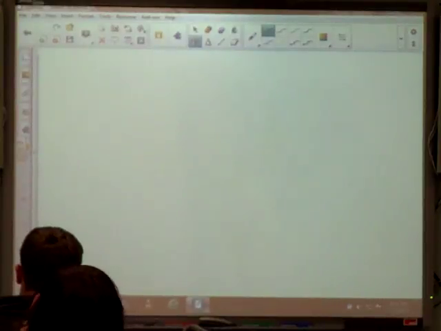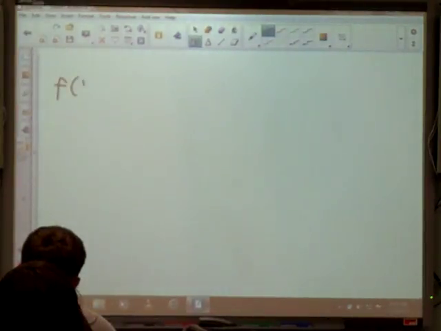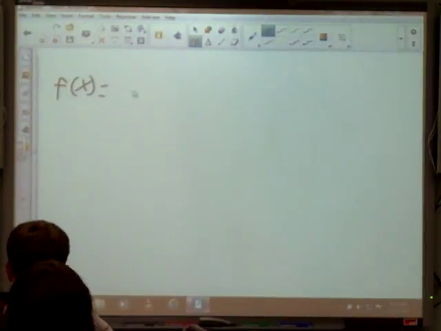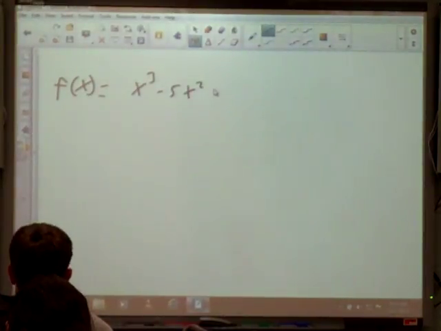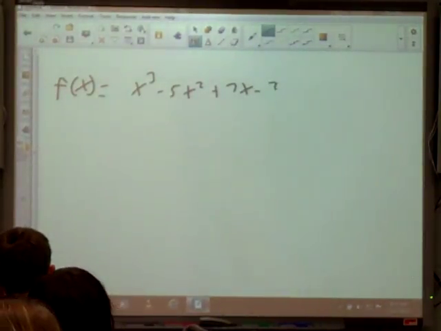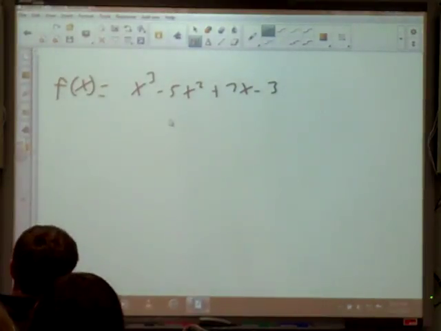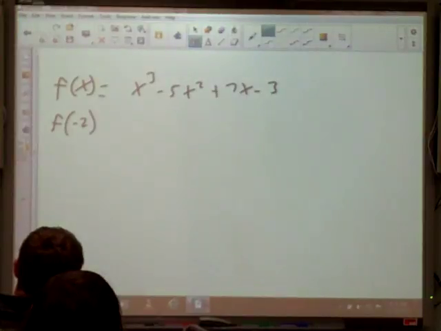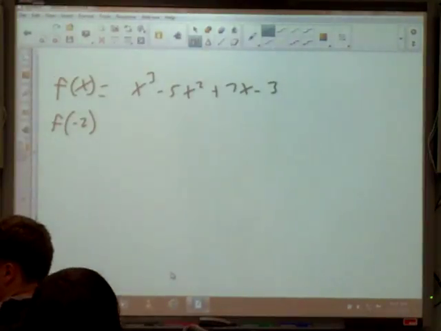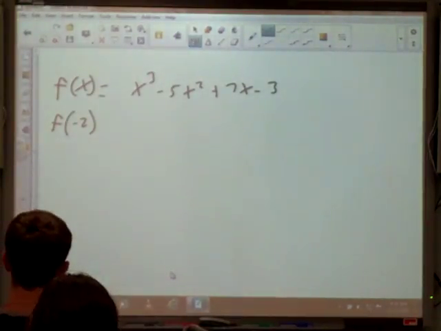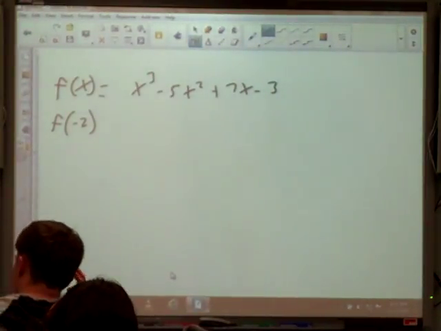Okay, this one says f of x, so we started this one off in function notation. F of x is equal to x cubed minus 5x squared plus 7x minus 3. And it says use synthetic division to find f of negative 2. Now first off, just know that you could do this without using synthetic division. I'm going to do it synthetically today since that's what our lesson's about.